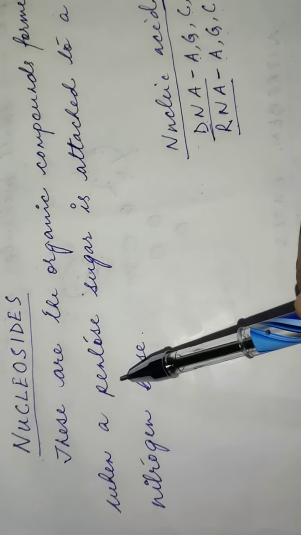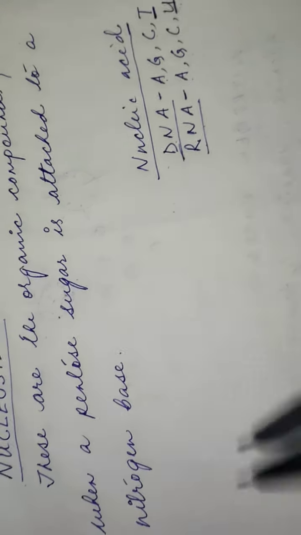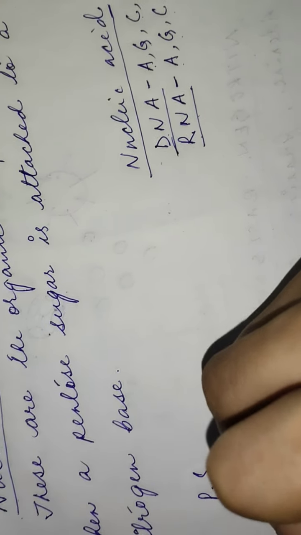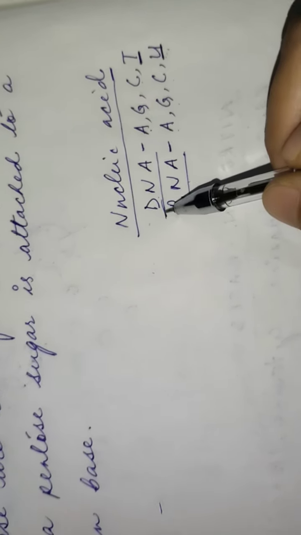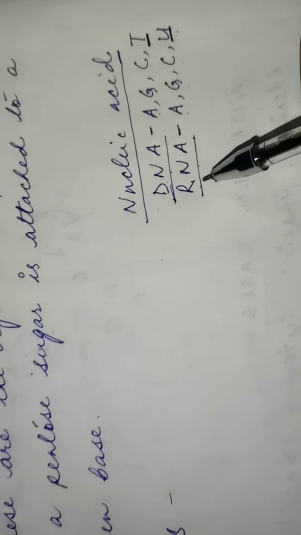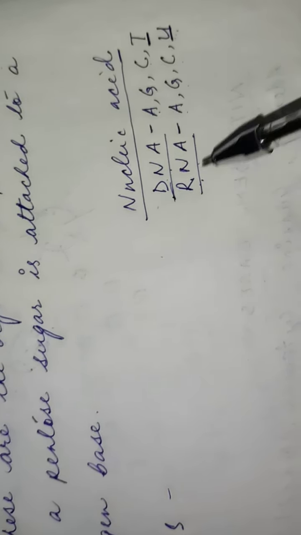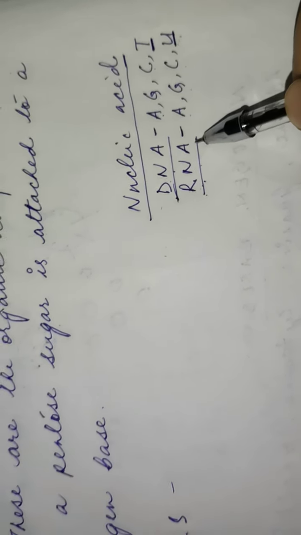There are two types of pentose sugar. PS for pentose sugar. The pentose sugar found in DNA is different from that which is found in RNA.